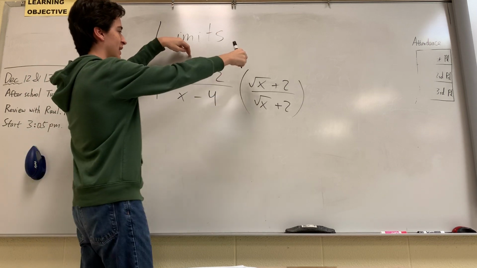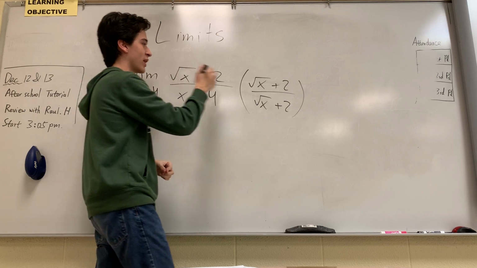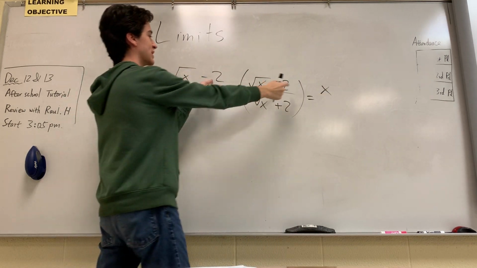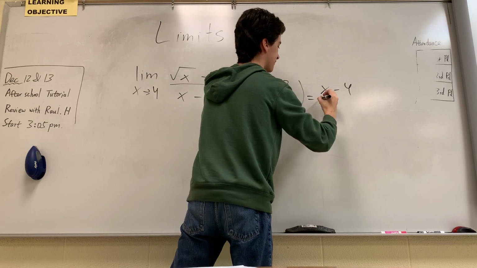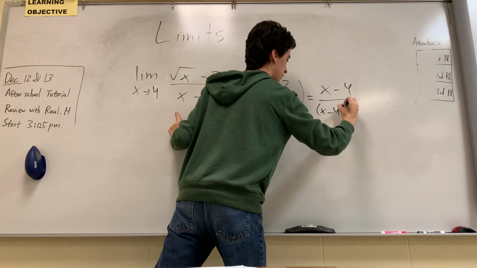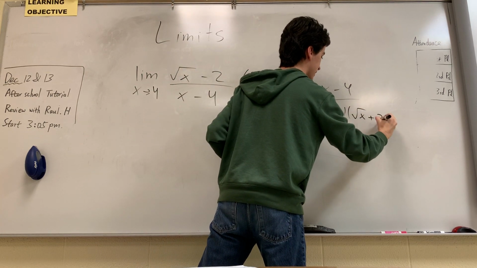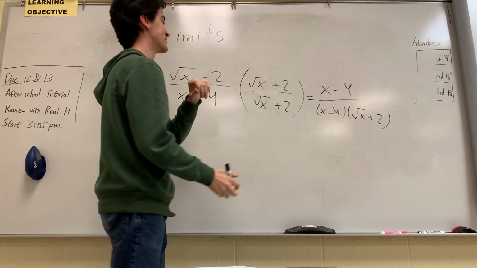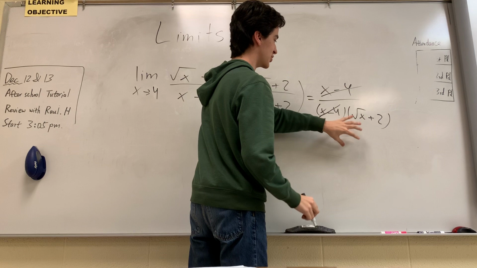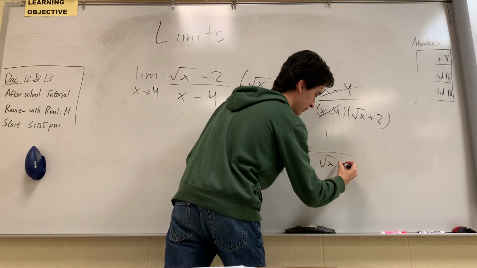So this is just a difference of squares. The square root of x squared is just x, minus 2 times 2, which is just 4. Then at the bottom we have x minus 4 times the square root of x plus 2, I'm sorry. Now we see that we have an x minus 4 on the top and on the bottom that we can cancel. So we're just left with 1 over the square root of x plus 2.